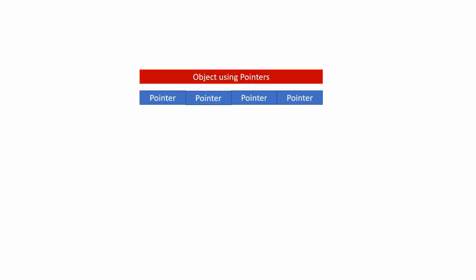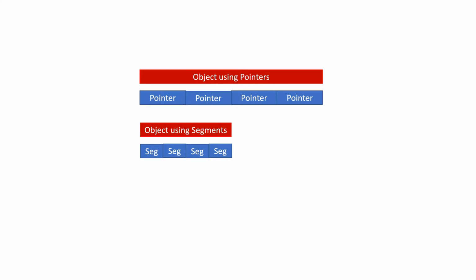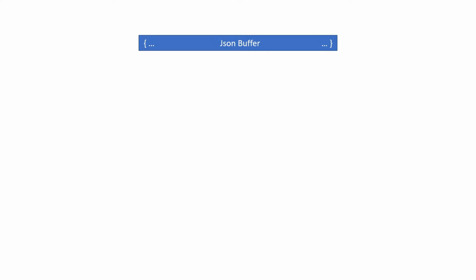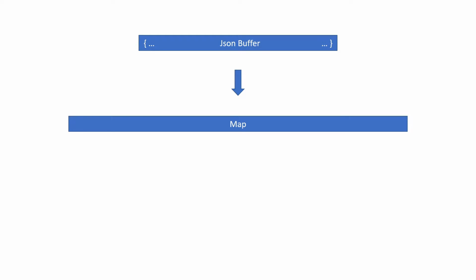Here is how segments increase performance by reducing cache load. This is how most JSON libraries are implemented. Starting with a JSON buffer, it's parsed and converted into a map, with each key-value pair being represented by a node in the map.